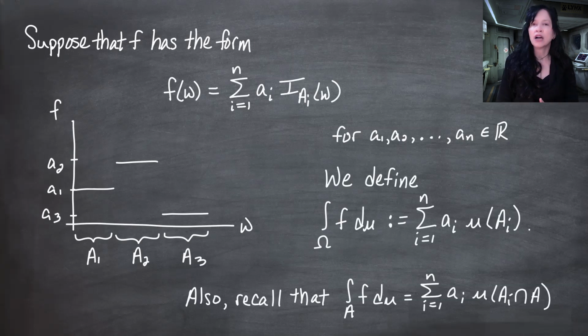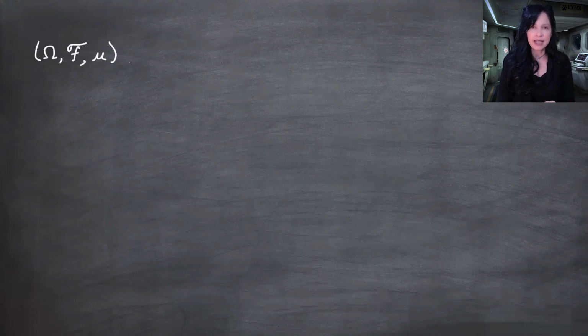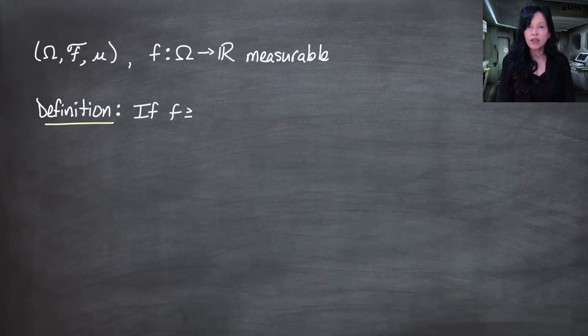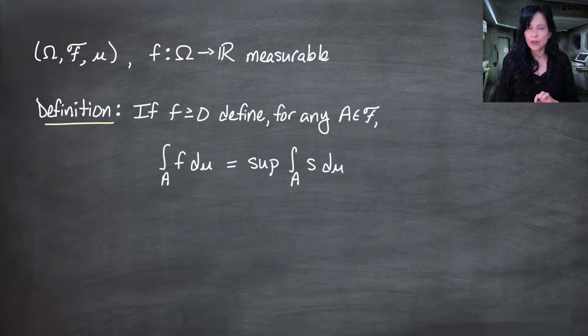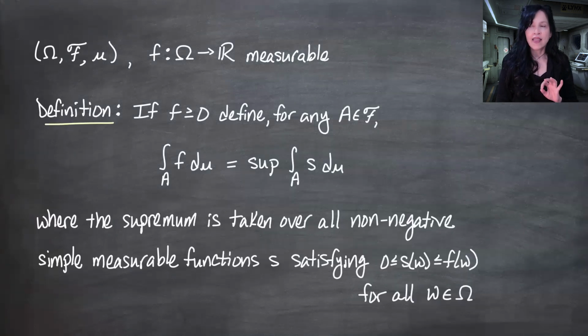Also, last time we talked about how to move from simple functions to non-negative functions. So suppose I have a measure space like this, and I have a measurable function f from Omega to R. If f is greater than or equal to 0, then we defined, for any A in curly F, the integral over the set A of f with respect to mu to be a supremum of integrals over A with respect to mu of simple functions. And this supremum is taken over all possible simple functions that are trapped between 0 and f. Those are assumed to be measurable. If those simple functions are not made up of measurable sets, then none of this makes sense. So yeah, this is old stuff.